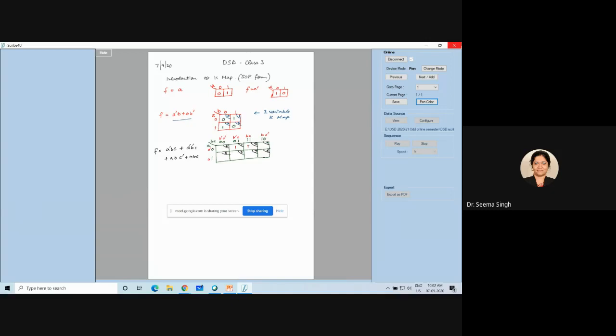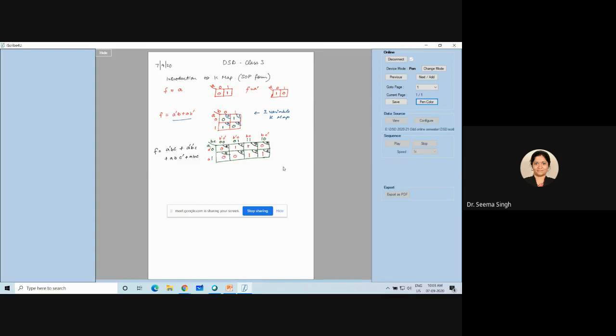Next, ABC bar. I need to search ABC bar. So A is here, B is in 2 places, but I wanted ABC bar, so that is a 6. Then ABC is 7. So I had 4 terms here. I marked 4 ones here, and the rest will be a 0. Is this clear?